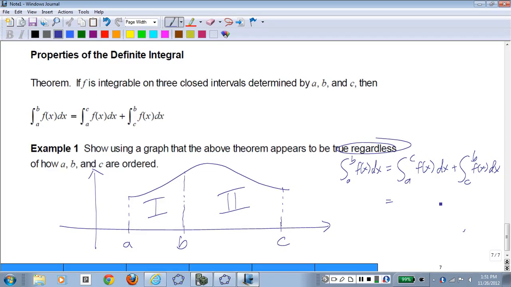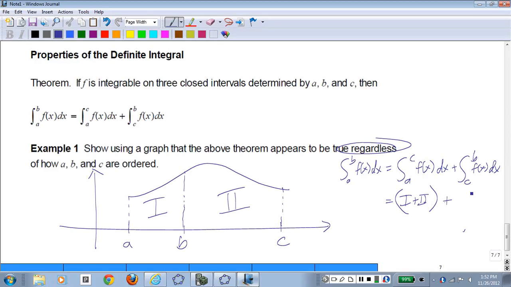Then the entire thing, 1 plus 2. What do we mean by the integral from c to b? Now it's backwards because c is the number on the right. It's the right-hand endpoint, but it's the lower limit. And b is the left-hand endpoint, but it's the upper limit. So this is actually the opposite of the integral from b to c.